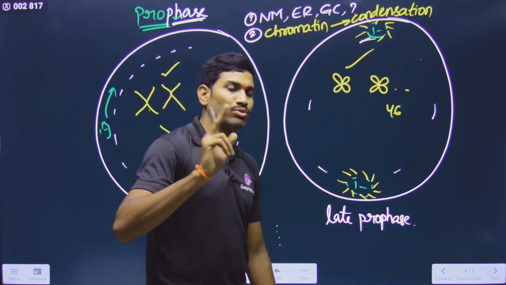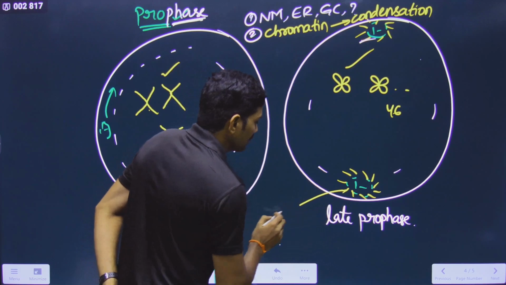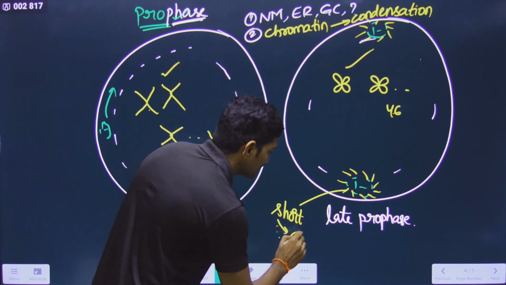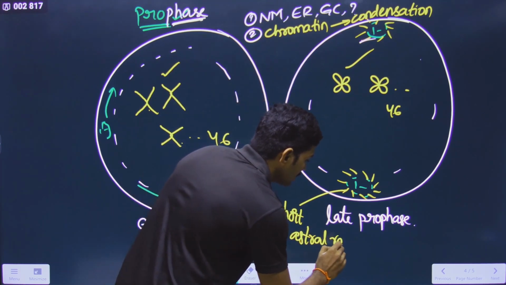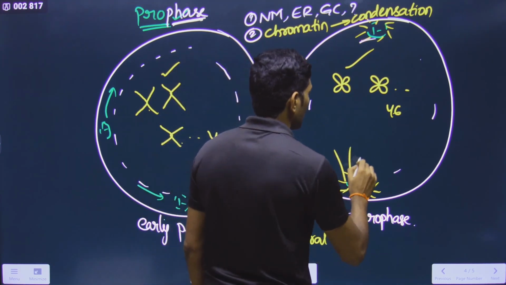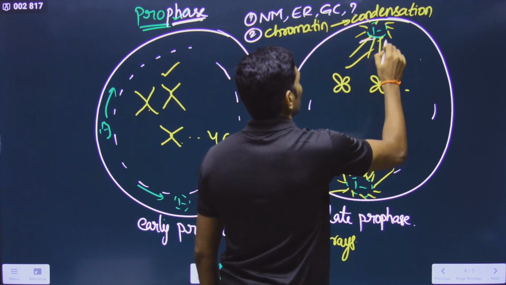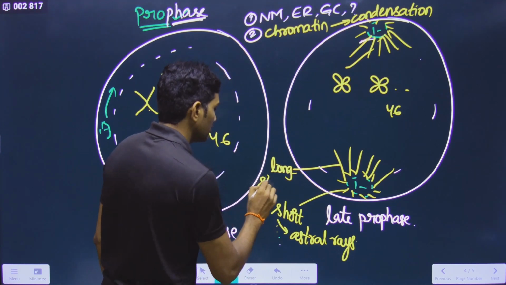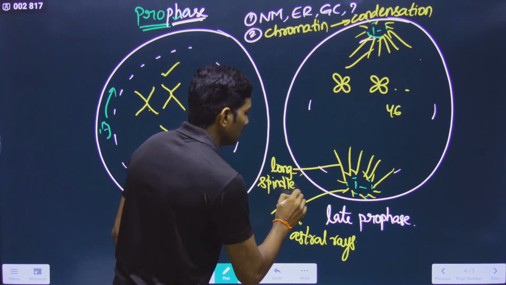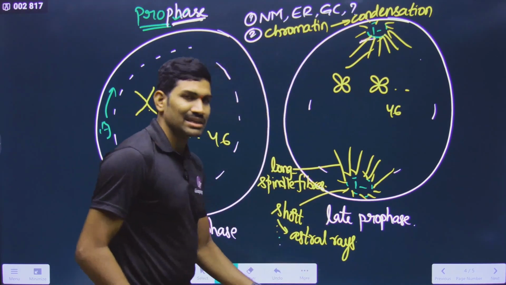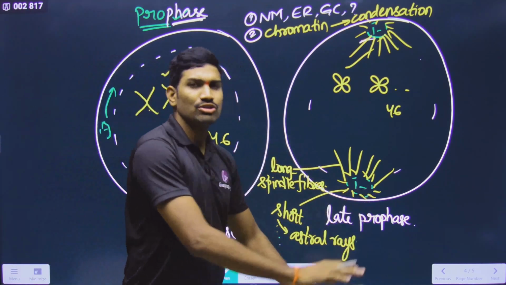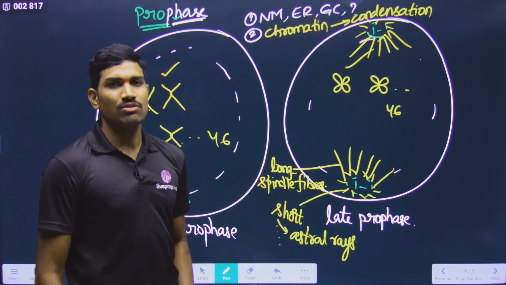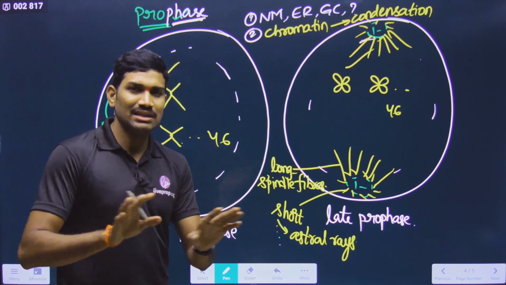And here we are using two names. What are these two names? Some fibers are short, and they are called astral rays. Whereas some fibers are long, and these long fibers are called spindle fibers. Please observe these names. Astral rays, spindle fibers, both of them are coming from the same centrosomes only. But the shorter ones are called astral rays and the longer ones are called spindle fibers, so that you can easily understand the NCERT content.